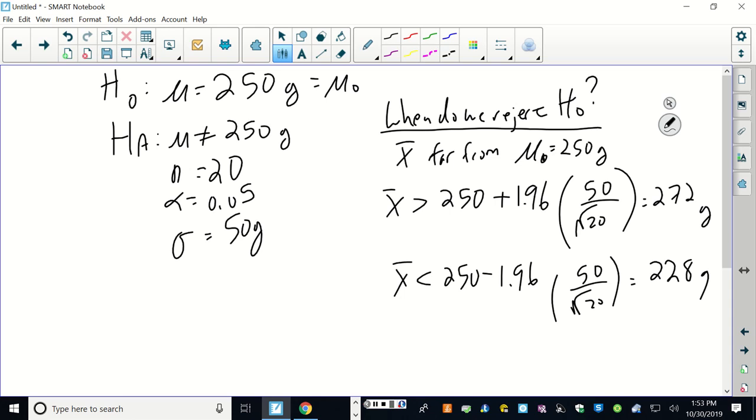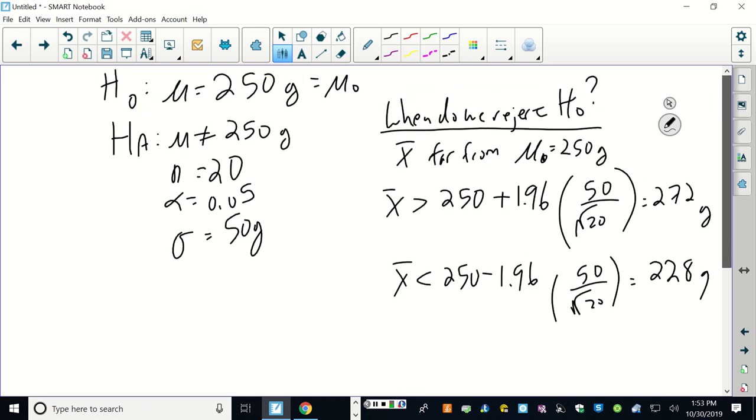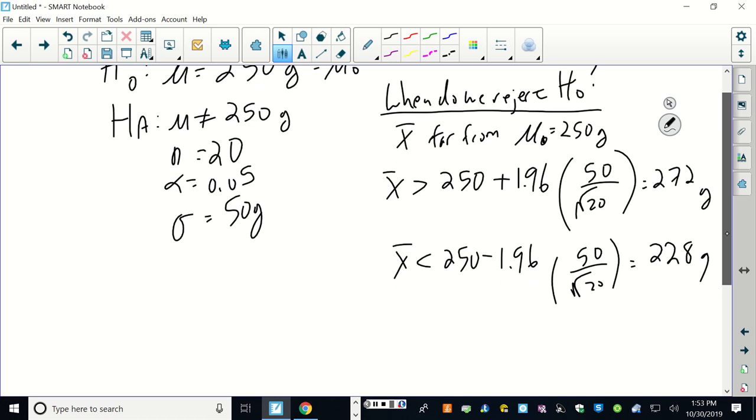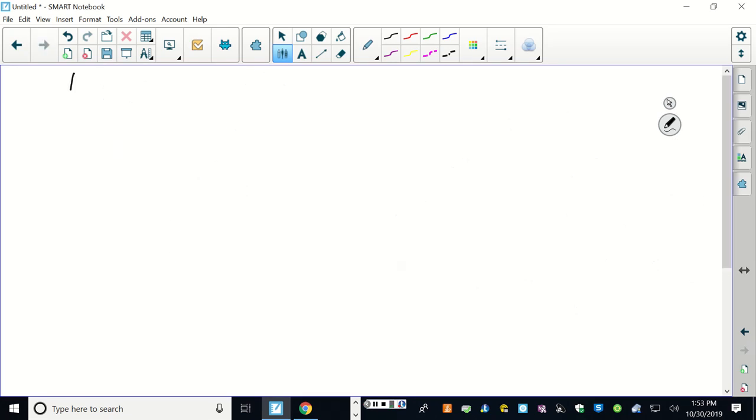What if our new feed increases the average weight to 275? If we did get an X bar of 275, then yes, we would reject. But based on a sample of 20, even if the average is 275, we might end up with lower, just random variability. So what's the probability we reject? That becomes the power calculation.